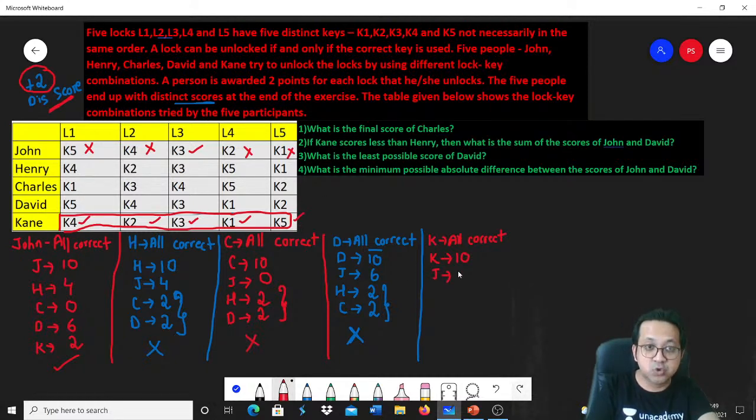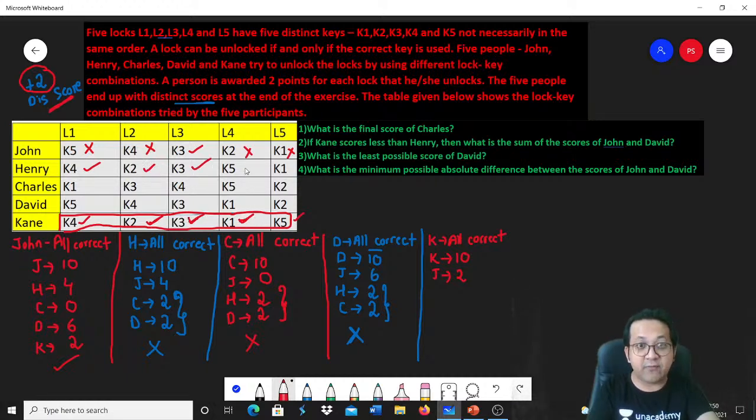1 correct means 2 points. Correct. Next, Henry. Correct one is K4. Henry also uses K4. Correct. Correct one is K2. Henry also uses K2. Correct. Correct one is K3. Henry also uses K3. Correct.